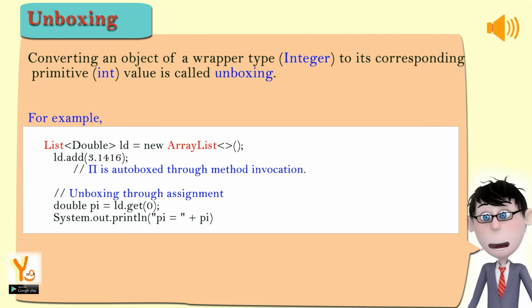Converting an object of a wrapper type, Integer, to its corresponding primitive, int, value is called unboxing. Example is given below.